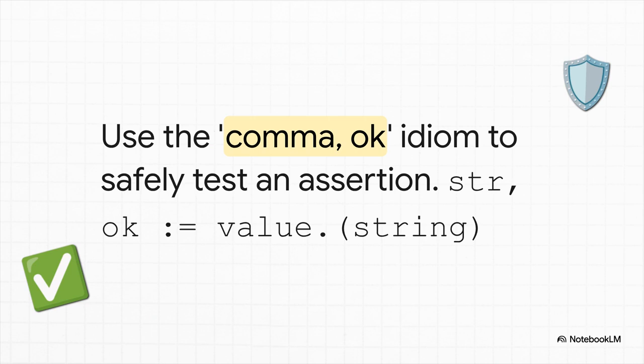Yeah, so thankfully, to avoid all that crashing and burning, Go gives us a much, much safer way to do this, the comma OK idiom. This version of the type assertion gives you back two things. The first is the value you wanted, but the second, and this is the important part, is a Boolean. We usually call it OK. That just tells you if your guess was right. If OK is false, it means the type wasn't what you thought, but hey, no crash. Your program keeps running. You can just handle it. This is absolutely the safe, standard way to check what's inside an interface.